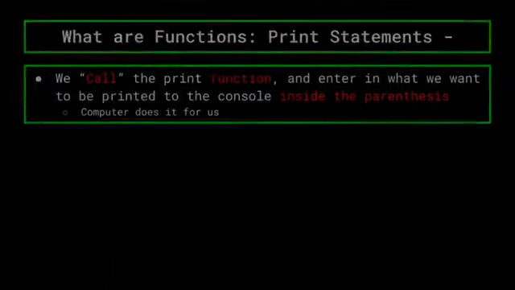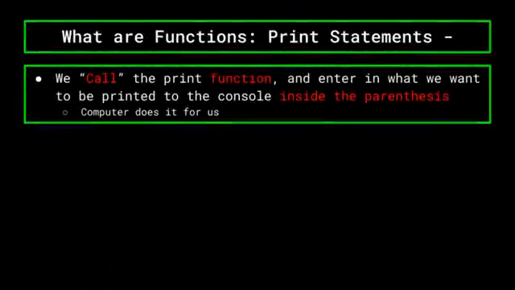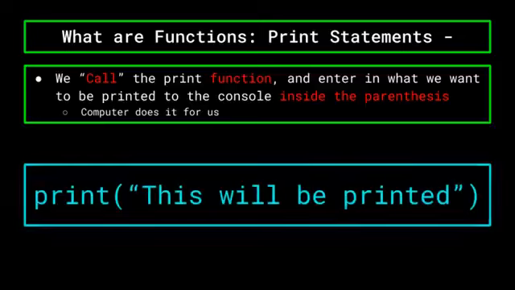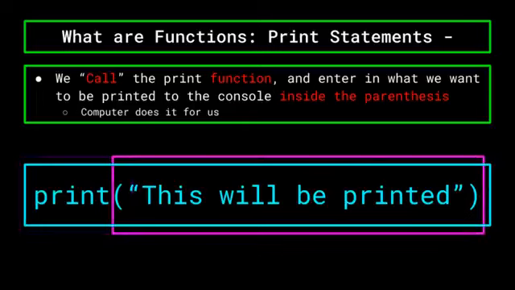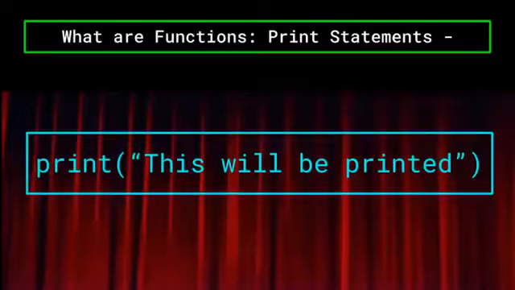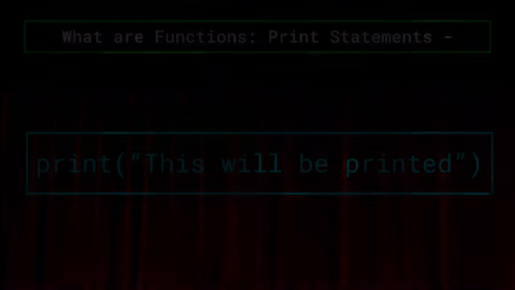For example, the print statements we have been using this series allow us to print something to the console anytime we want. Those are functions. You see, we just call the print function and enter in what we want to be printed to the console into the parentheses, and the computer does it for us. Behind the scenes, there is actually even more complex code that is in charge of taking your text and translating it to the console to be printed.